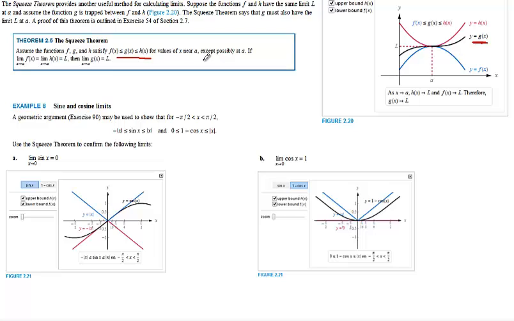Now, if just these two random functions that I chose, one always below and one always above, have as their limit at some particular value of a the exact same value, and g is always in between, then whether g exists at that point a or not is irrelevant. The limit of g of x will be L.